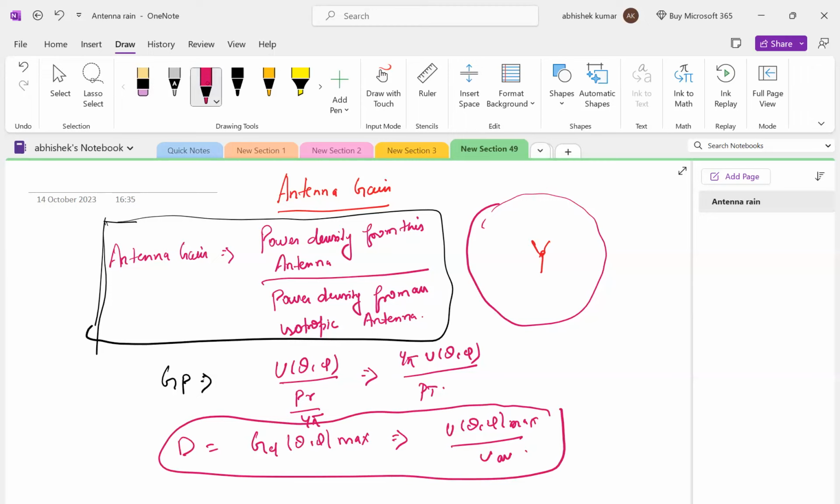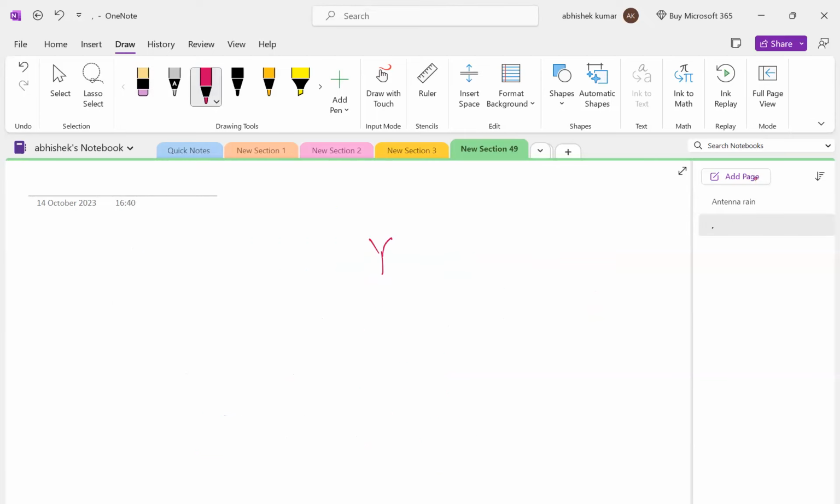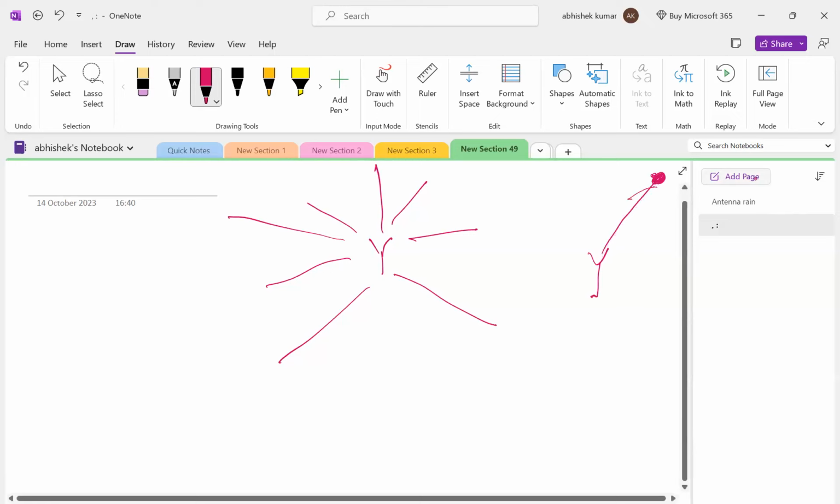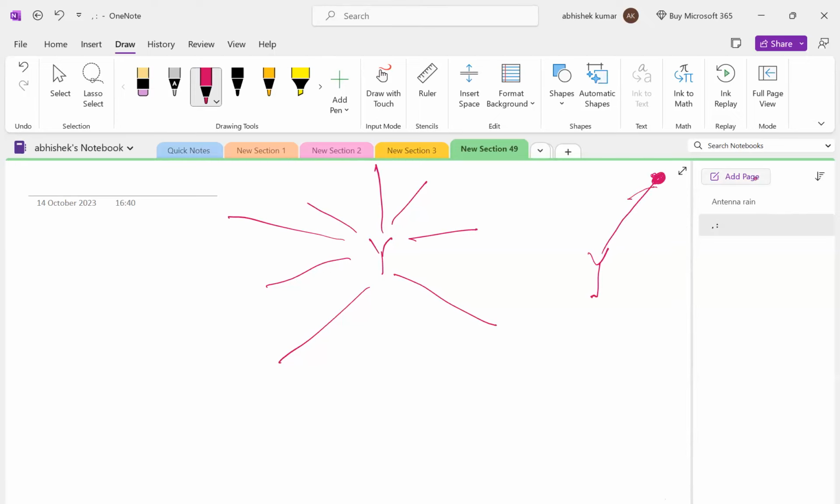So why is directivity important? Because in our system we are interested in antennas which are directional. Suppose we have an antenna capable of radiating equally in all directions, but we want an antenna that should radiate in this direction only, and maximum radiation should be in this direction. That property of an antenna is known as directivity of the antenna. That's why directivity is quite important for us.